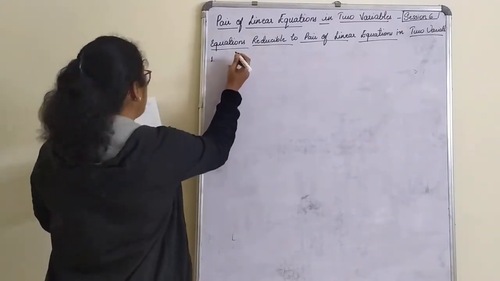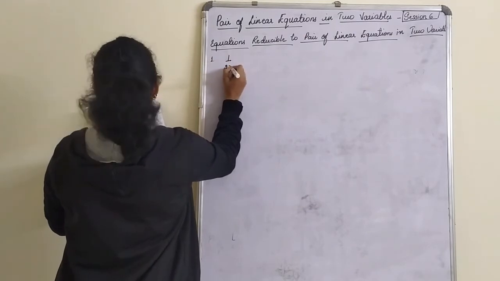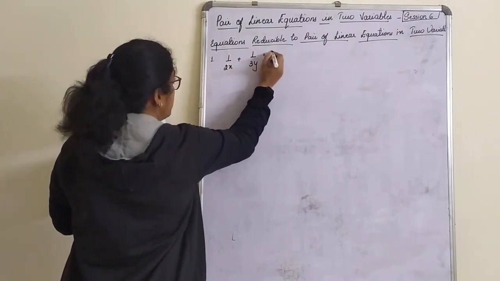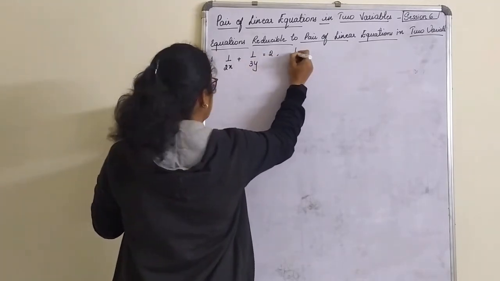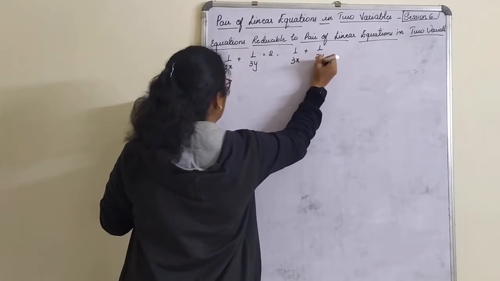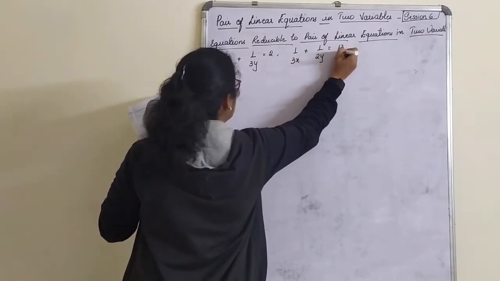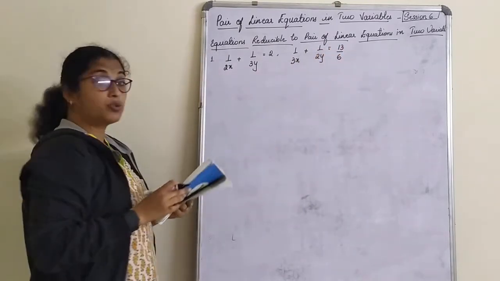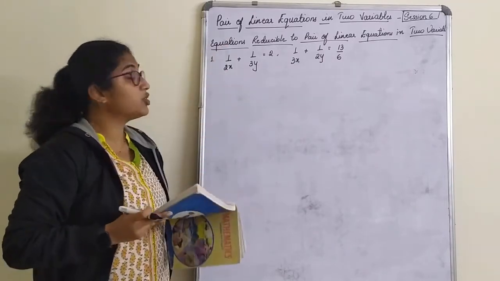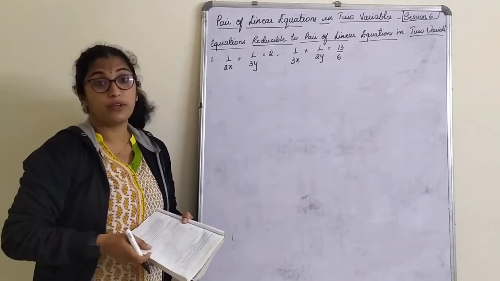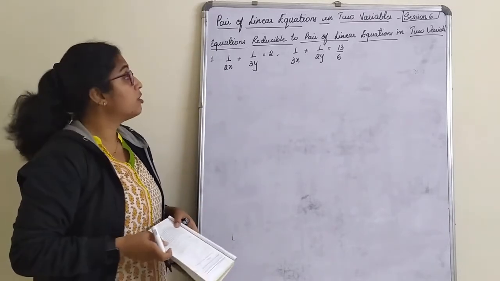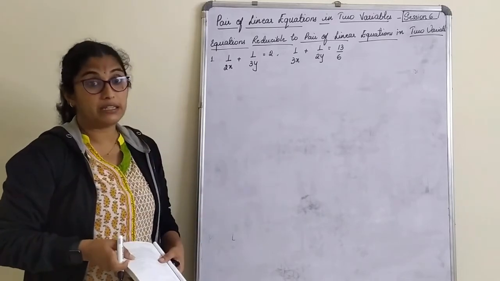So first one, 1 upon 2x plus 1 upon 3y is equal to 2, and the second one is 1 by 3x plus 1 by 2y is equal to 13 by 6. Now how to understand whether the given question is relating to equations reducible to linear equation form? When you look at the sum, you will understand this is not in the correct format of a linear equation.